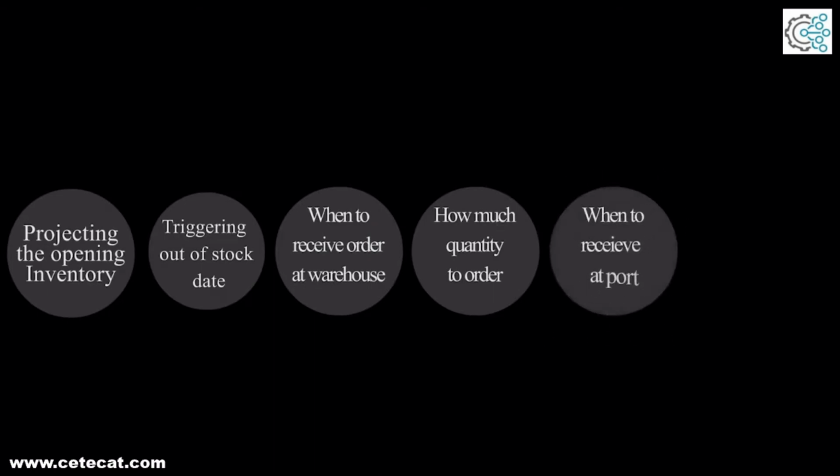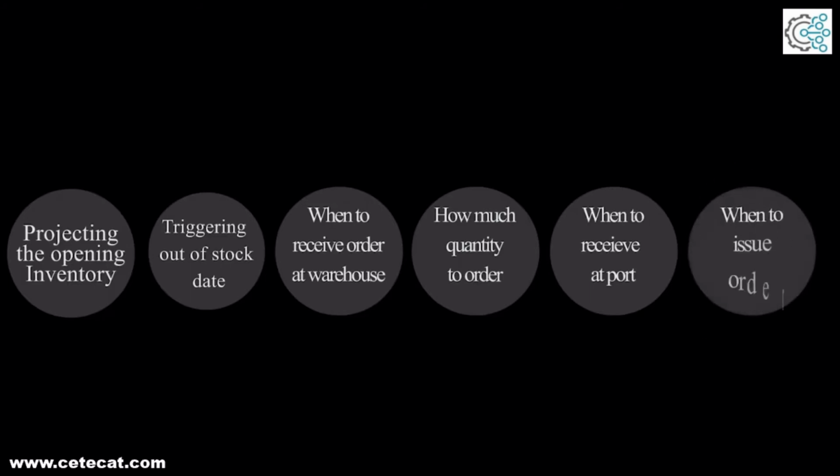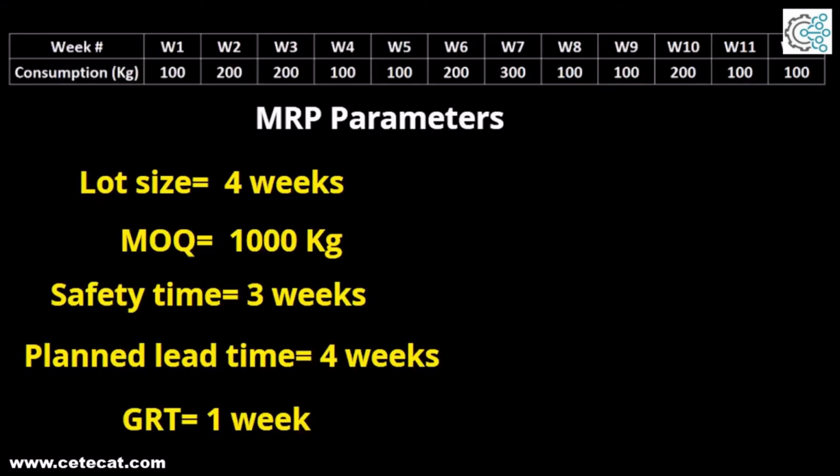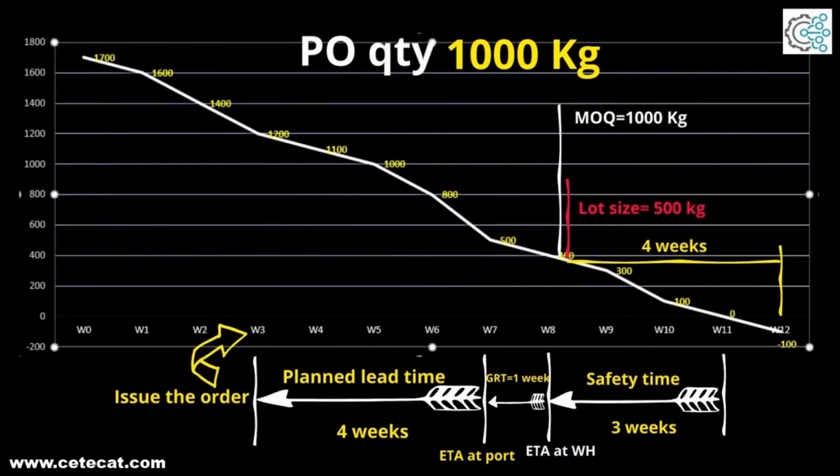As the Incoterm is CIF and the GRT is 1 week, the question now is when to receive the PO at port. Coming back by the GRT from week 8 will bring us to week 7, where the PO should be received at the port of the customer. The last sequence in the MRP is when to raise or issue the order to the supplier. It's the planned lead time, which is 4 weeks. Going back from the GRT week 7 by the planned lead time of 4 weeks will trigger the time to issue the order, which is week number 3.